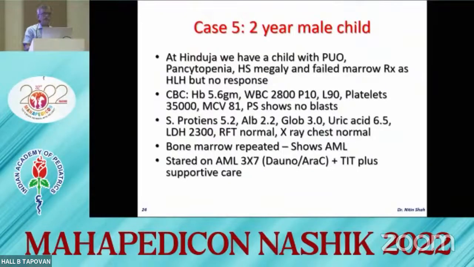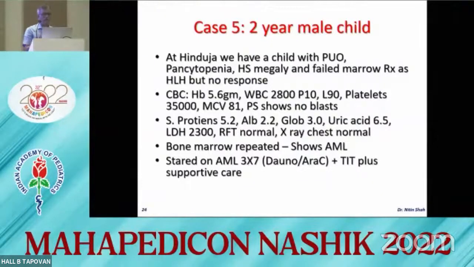So I repeat a marrow. The marrow showed that it's an acute myeloid leukemia. Now remember, there's something known as M7 AML, megakaryocytic myeloid leukemia. In megakaryocytic myeloid leukemia, the marrows are very difficult to do. Aspiration will always be dry. And the biopsy also is difficult, because the marrow has so much fibrous tissue that the biopsy also needs an expert and really a lot of maneuvering to bring that piece out.